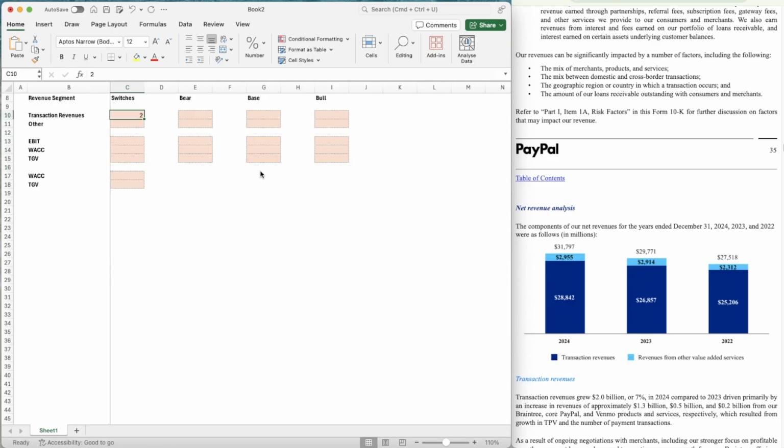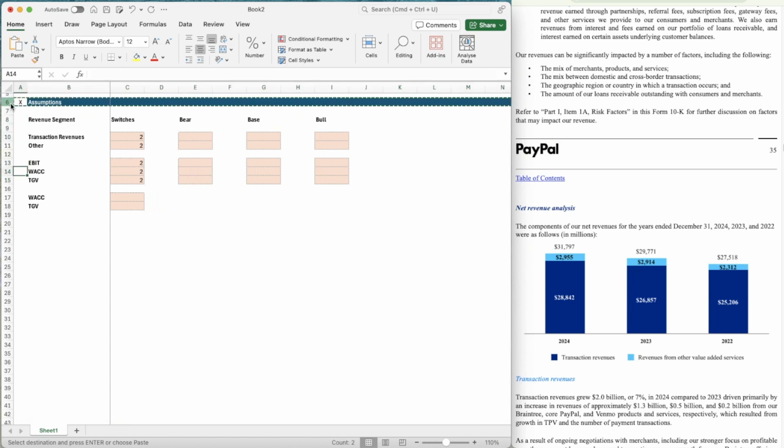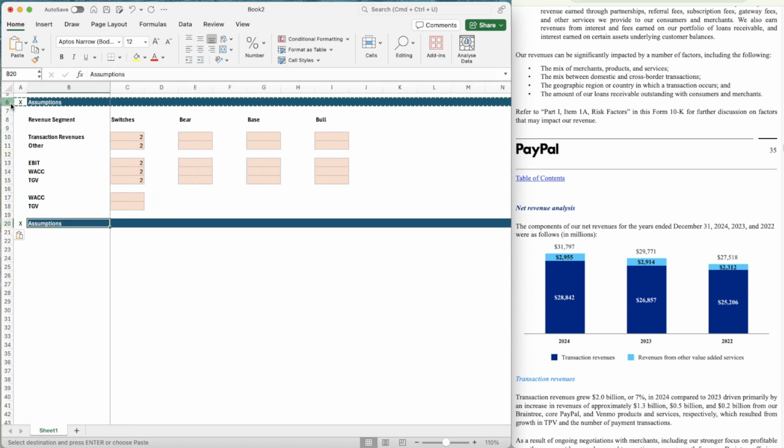So all of these equal to 2, except the bottom 2. Leave these for now. Sorry, this is the revenue build. So equals transaction revenues. And below that, we want to know what the growth rate is for this revenue segment. We want the bear, base, and the bull.